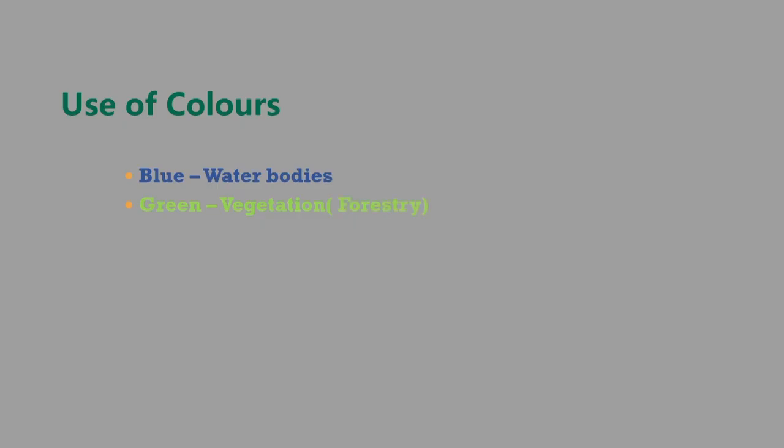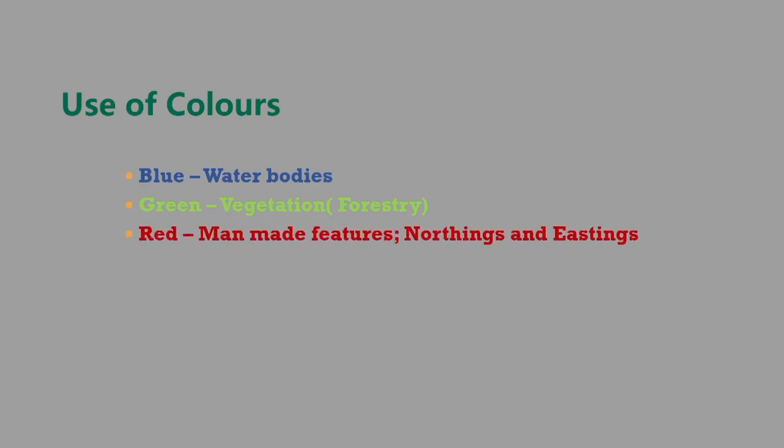First, we need to have a clear idea about the usage of colors in topographic maps. See, blue color generally represents water body, right, you know. Next, green color refers to forestry, vegetation, natural vegetation, okay. Red color refers to man-made features and the northings and eastings. Northings and eastings means the grid system, grids within the topographic sheets, there are some grids 1, 2, 3, A, B, C, D, like that numbered, right.